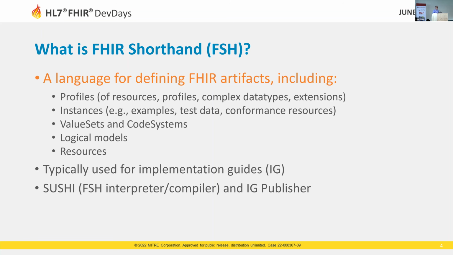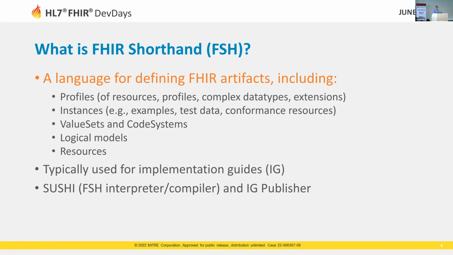Typically, you use it for implementation guides, but you can use FHIR Shorthand for creating instances, examples, test cases, or whatever. So it doesn't have to be an implementation guide. It's just for creating any kind of FHIR artifacts. And we'll talk about Sushi, and Sushi is a compiler. Basically, we think about it as slicing and dicing the fish to create the FHIR artifact. So you write it in this fish language, then you run Sushi, and Sushi creates the FHIR artifacts.